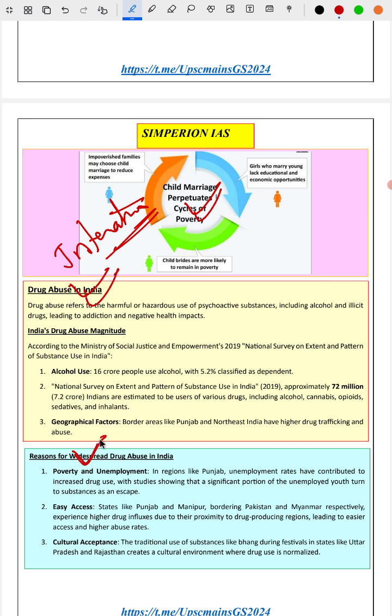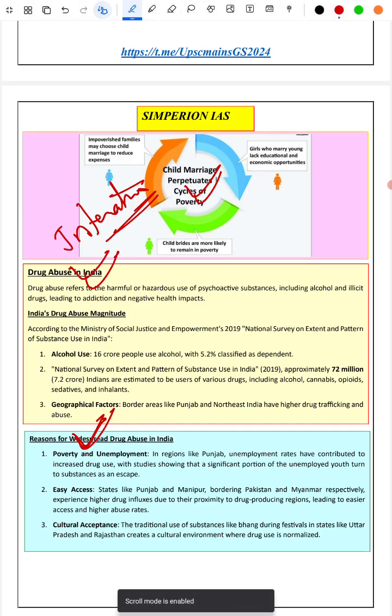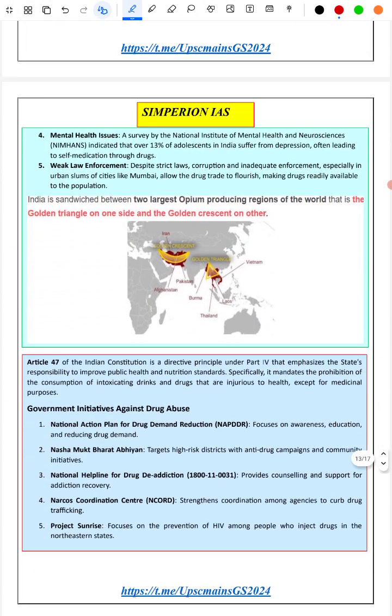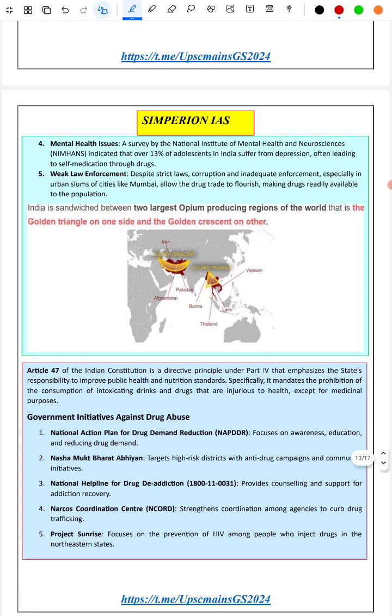We have covered the reasons for widespread drug abuse in society or among children. We have given one of the geographical reasons as well. India is very close to two famous drug growing or narcotic regions, that is the Golden Crescent and the Golden Triangle.